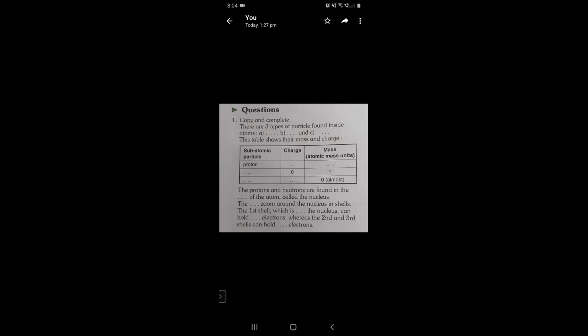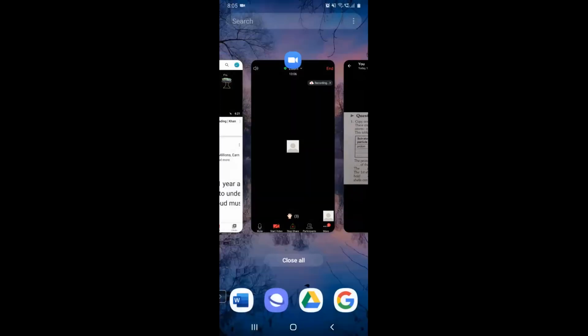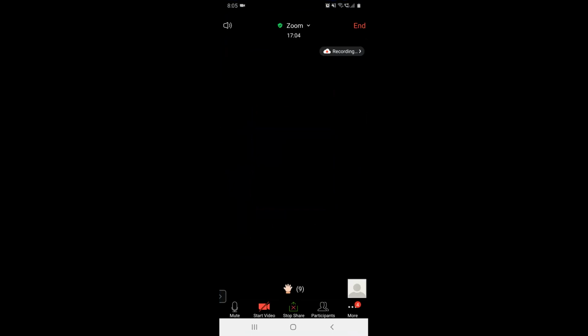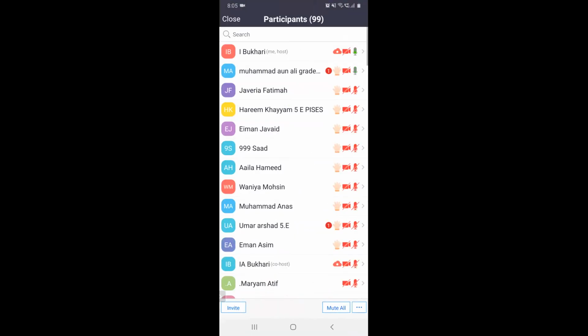The fill in the blanks. First of all, the fill in the blank which I am going to tell is: the protons and neutrons are found in dash of the atom, called the nucleus. Ma'am, I would like to ask this question of all the participants who are attending the class. So who wants to answer? Muhammad has asked a question. What will come in the first blank? Protons and neutrons are found in the dash of the atom called the nucleus.